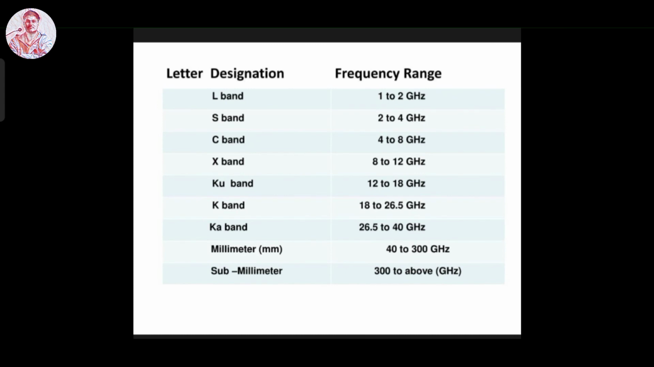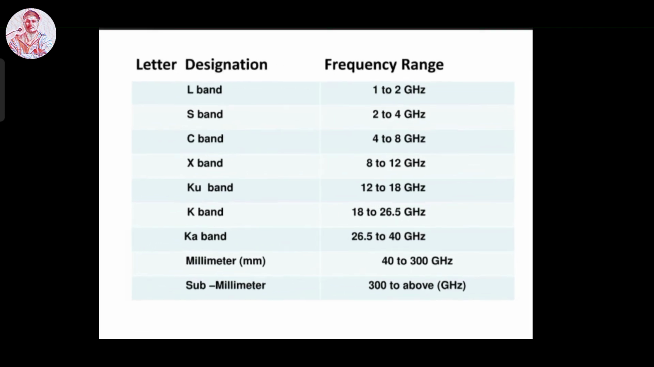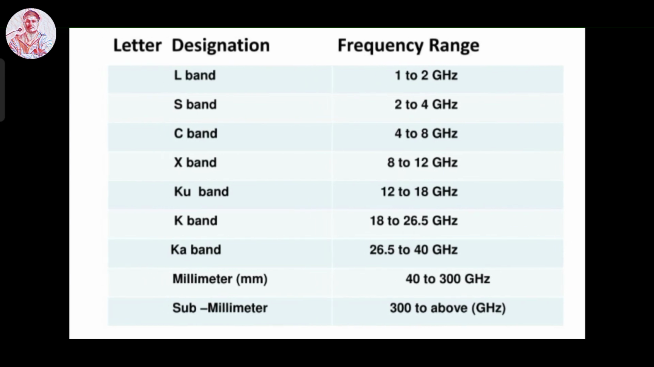Now we can tabulate all these bands in two columns. The first column represents the letter designation. The second column represents the frequency range. L band lies from 1 to 2 GHz, S band 2 to 4 GHz, C band 4 to 8 GHz, X band 8 to 12 GHz, Ku band 12 to 18 GHz, K band 18 to 26.5 GHz, Ka band 26.5 GHz to 40 GHz, millimeter or mm 40 to 300 GHz, sub-millimeter 300 GHz and above. These are the frequency ranges of microwaves.